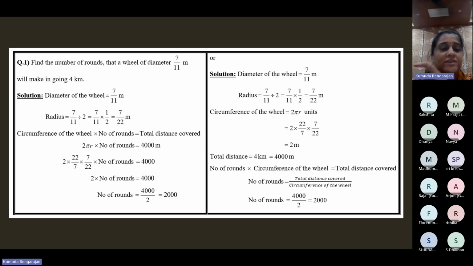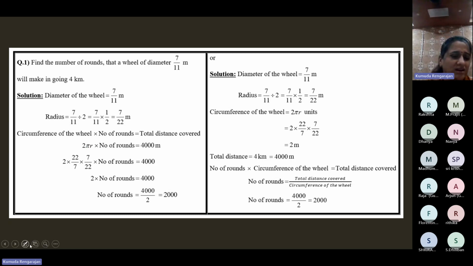Dear children, the question: find the number of rounds. That means the number of revolutions. So when you see a question like this, what's the formula? Circumference into the number of revolutions is equal to the total distance covered. So you can find the circumference.